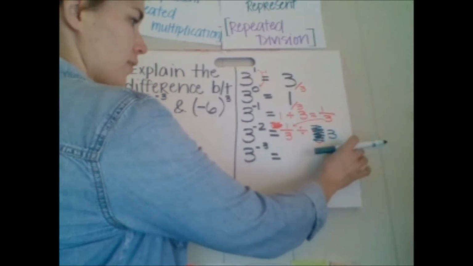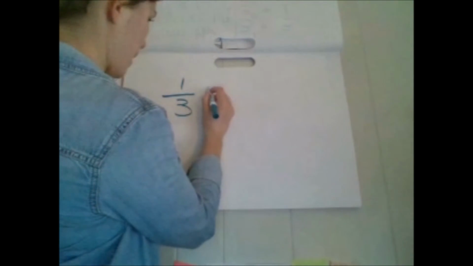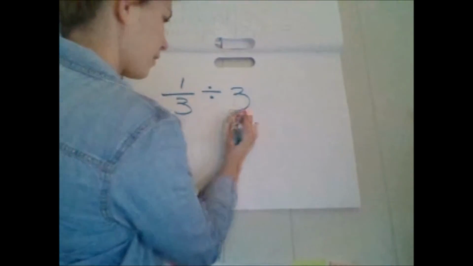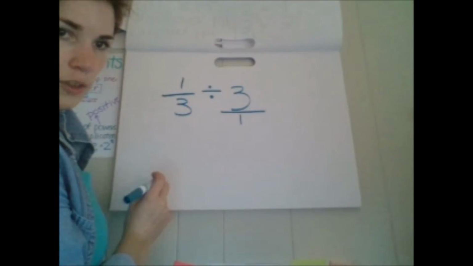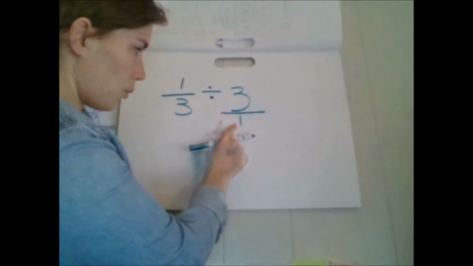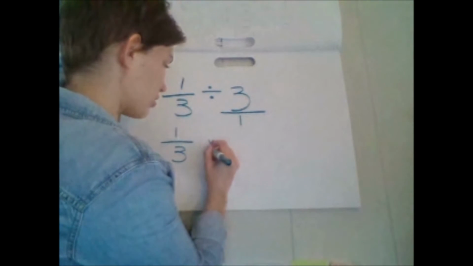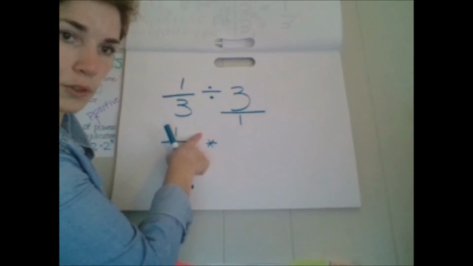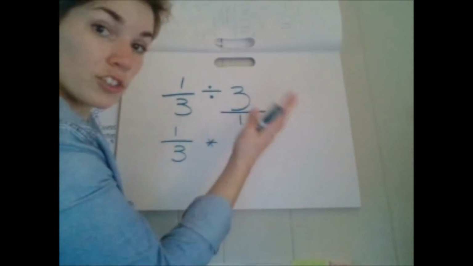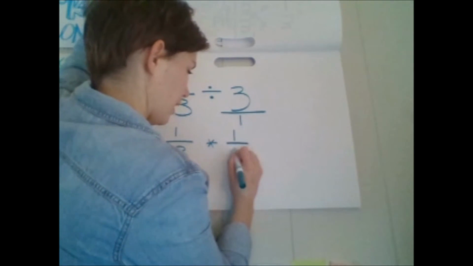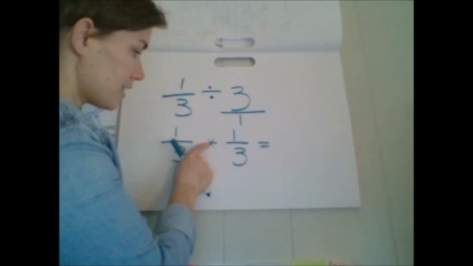So what that looks like, to draw it larger, is we've got 1/3 divided by 3, okay? We can assume that that 3 is sitting on top of a 1, smushing the 1, okay. So what we're going to do is we're going to keep our first term, right? We're going to change our sign from division to multiplication, and we're going to flip our second term. So instead of this saying 3 over 1, or just 3, it's now going to say 1 over 3. Okay? So now we are multiplying 1/3 times 1/3.